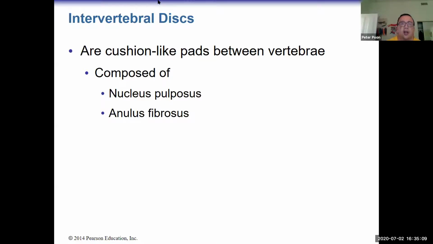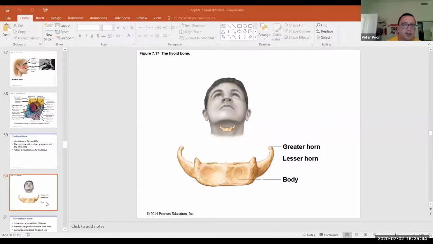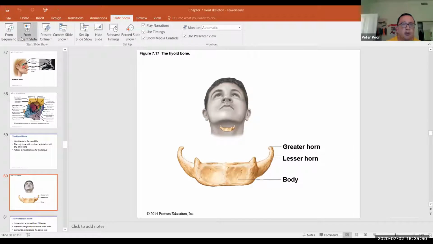The intervertebral discs. Oops. I did something there. Hold on. Really? I crashed my entire PowerPoint? Sorry, I apologize. We had a technical issue. All right. Slideshow.